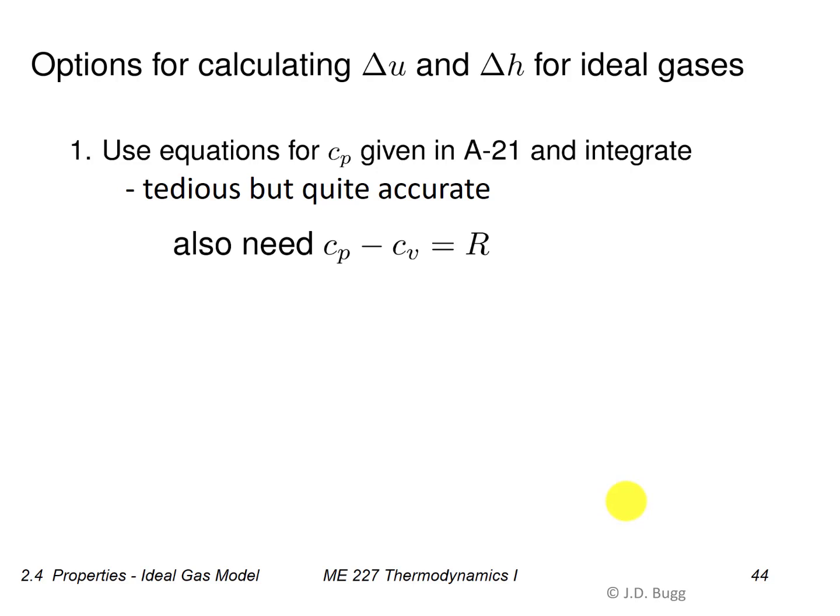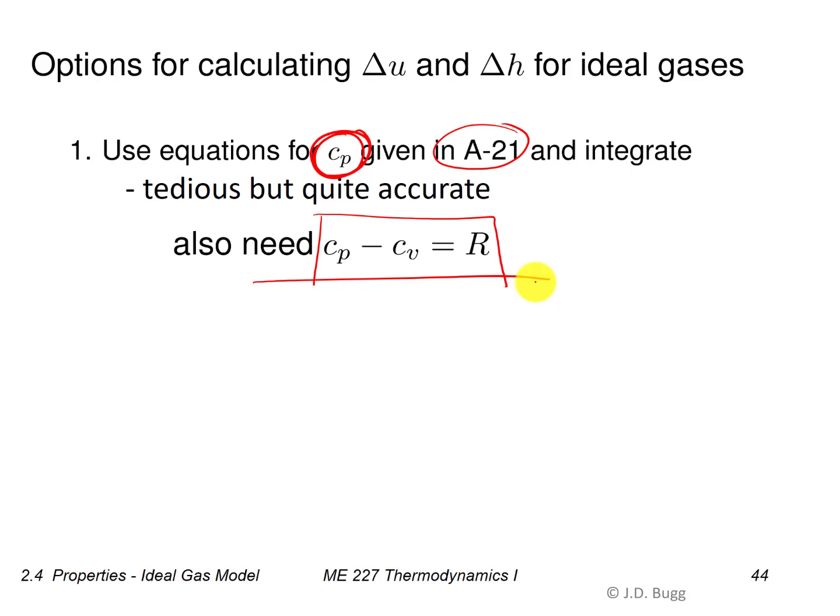Now, if you look at table A21, you'll notice that it actually only gives information for Cp. So what do you do if you need Cv? Well, this is a very important relationship that we always need to remember. It turns out that Cp minus Cv is equal to the specific gas constant.